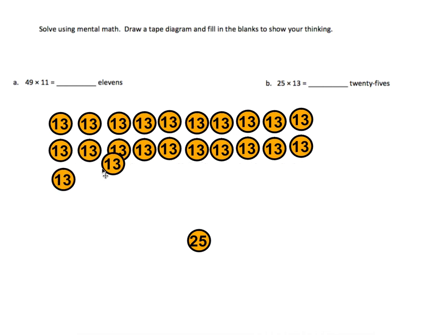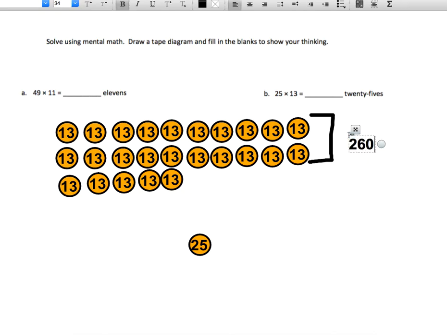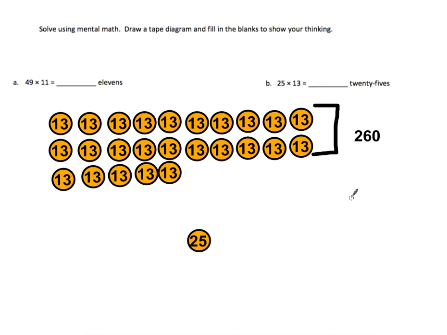1, 2, 3, 4, 5. So how do we go ahead and solve this? 13 20 times, 13 times 2 is 26, so that's 260, but then you need 13 5 more times. So 13 times 5 is 65, so you'd have to do 260 plus 65, which is 325.